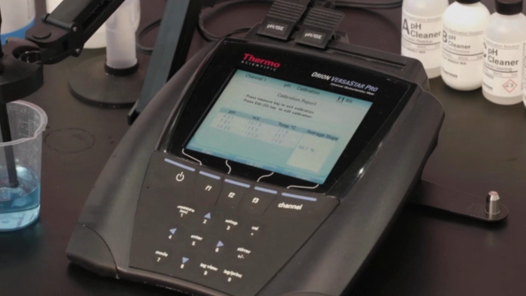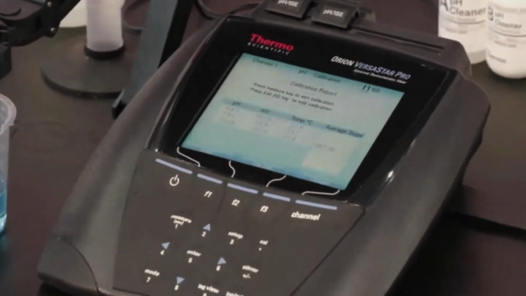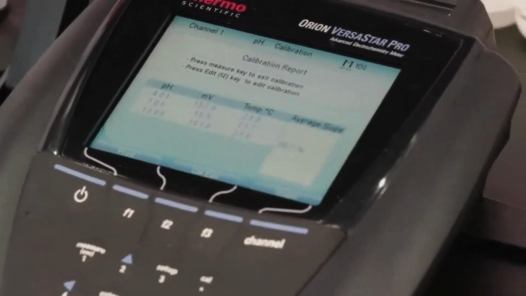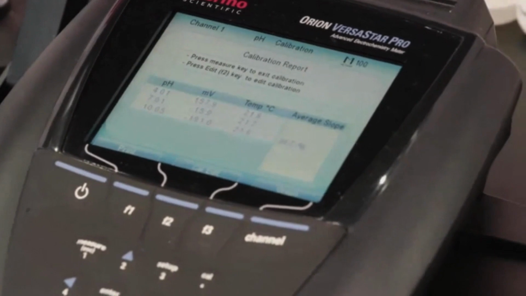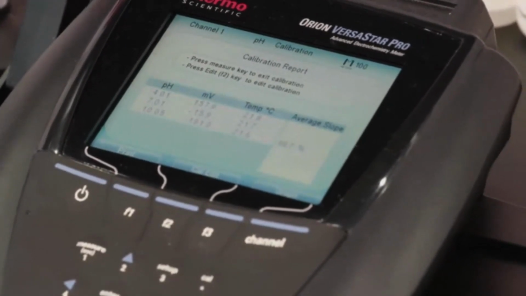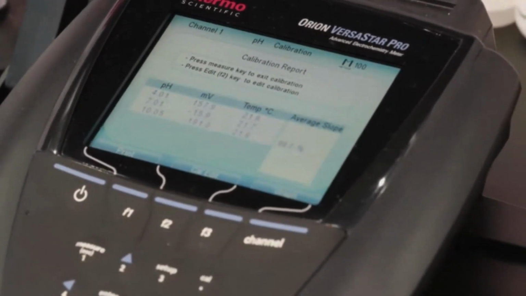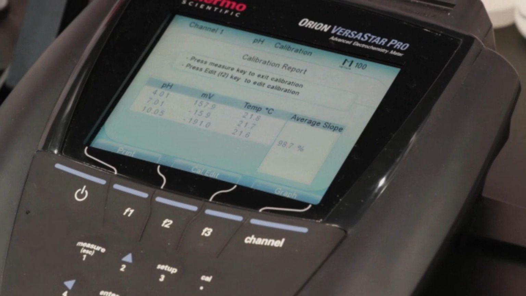So the meter will show the average slope. Ideally, that will be between 95 and 101%. If it's lower than that, down to 92 or 102, we might want to perform some maintenance and check the calibration buffers and consider repeating the calibration. If it's not within 92 to 102%, we'll want to replace the electrode.